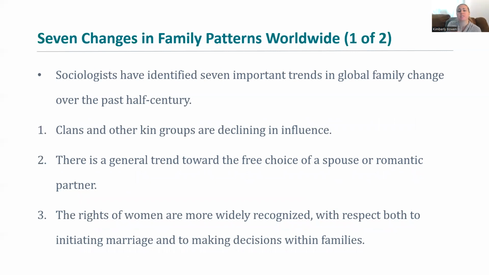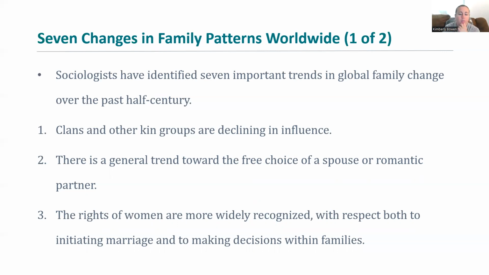All right, 7 changes in family patterns worldwide. So these are the 7 important trends in global family changes over the past half century. Clans and other kin groups are declining in influence. So other kinds of kin groups outside of maybe your nuclear family, or even your multi-generational families, are really in decline. There's a general trend towards the free choice of spouse and romantic partner.